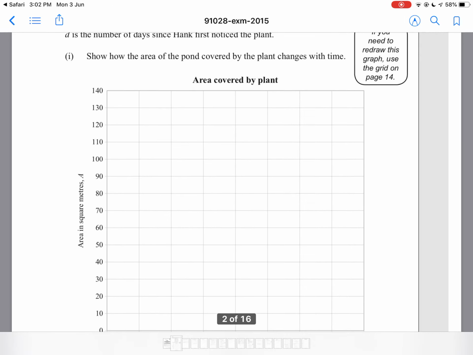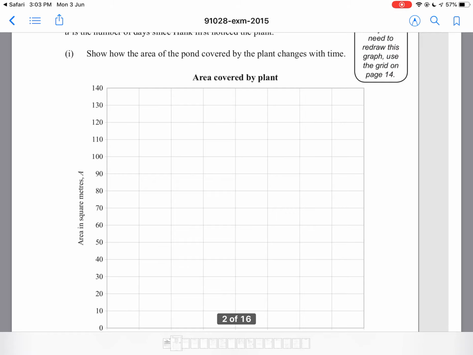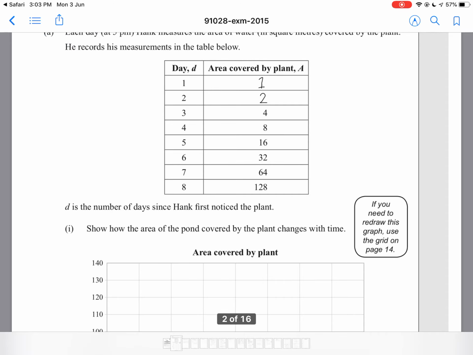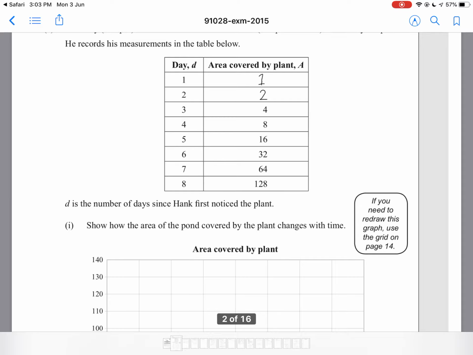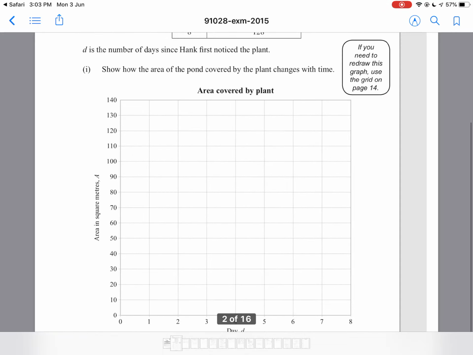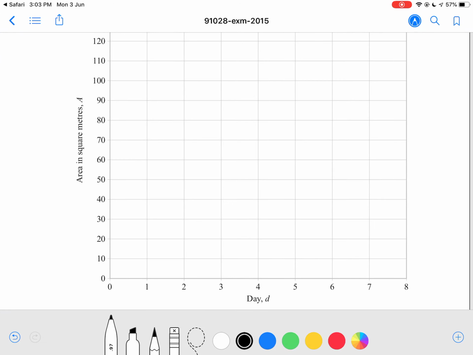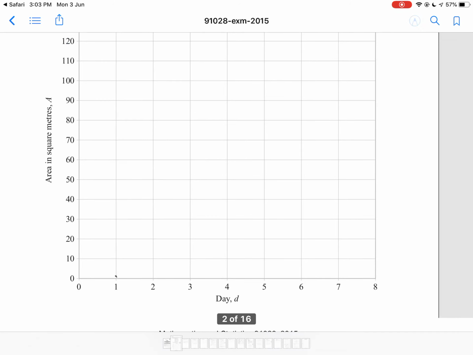Show how the area of the pond covered by the plant changes with time. Okay, so in this question, we're going to be plotting the graph for the area covered by the plant. Okay, so as D increases, area of the plant will also increase. Okay, so plotting graph. So on day 1, we have a 1. So 1 area covered, 1 meter square covered. Day 2 is 2 meters squared.